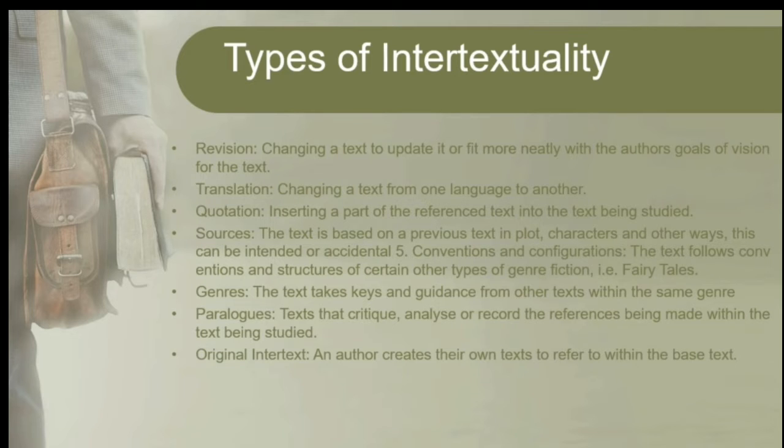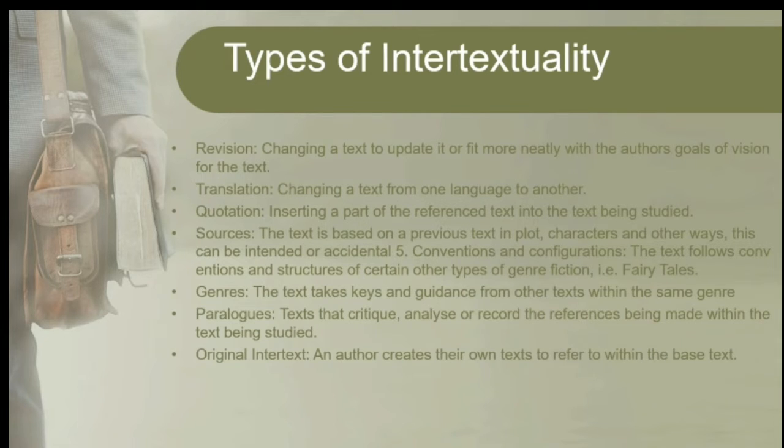Types of intertextuality. The first is revision, checking a text to update it or fit more neatly with the author's goals or vision for the text. Second, translation, changing a text from one language to another language. Third, quotation, inserting a part of a reference text into the text being studied. Fourth, sort, the text is based on a previous text in plot, character, and other ways. This can be invented or accidental.